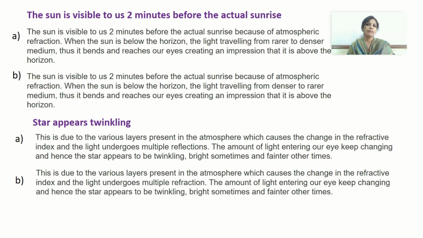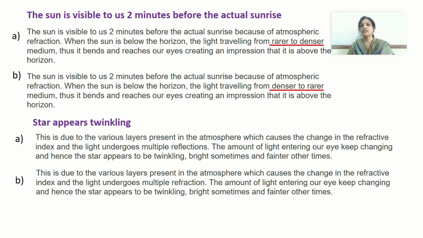Okay. Other types of questions are the give-reason type. Again you are given two options and you have to select the correct option by reading the reason with full concentration. You have to check each and every word. The sun is visible to us 2 minutes before the actual sunrise. Read it carefully. When you read it, you will observe two important points there.